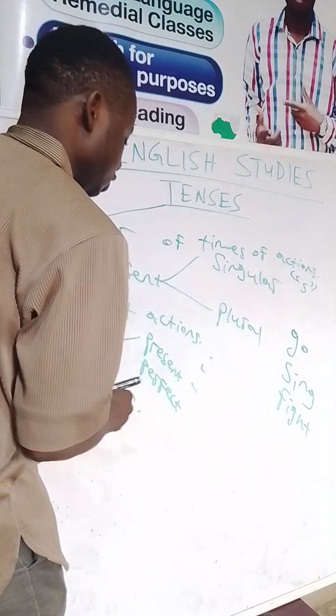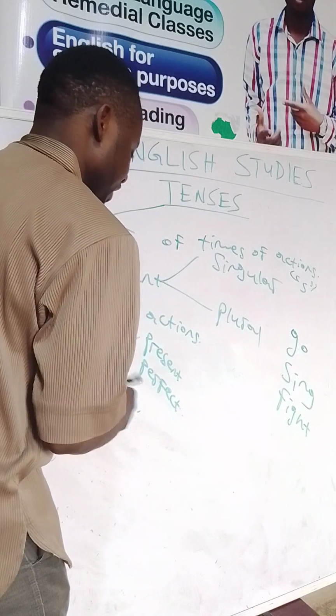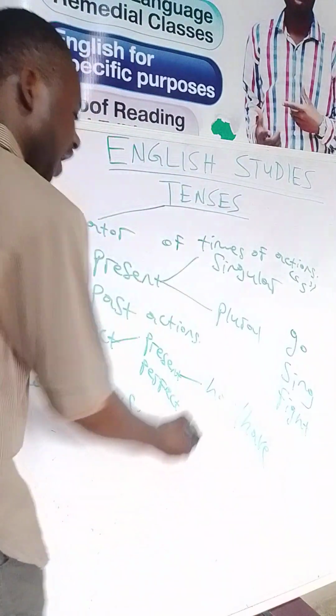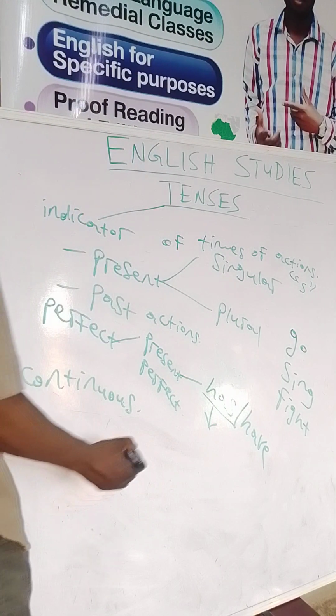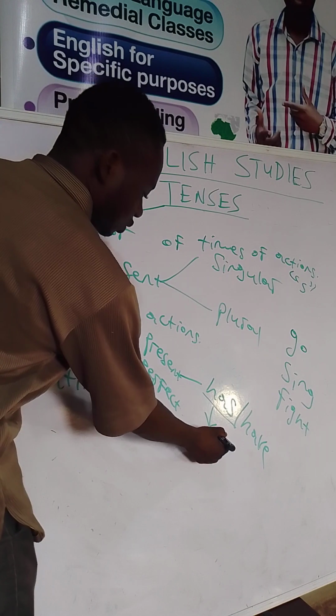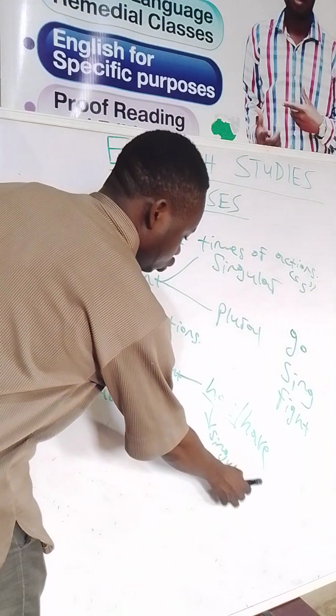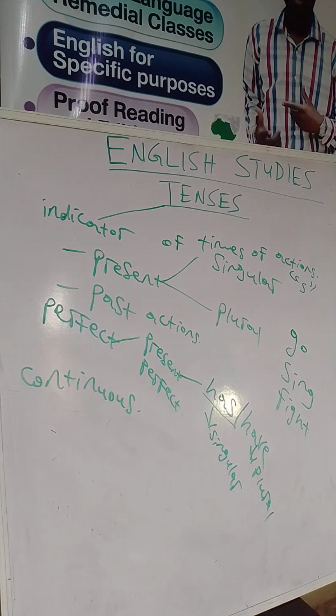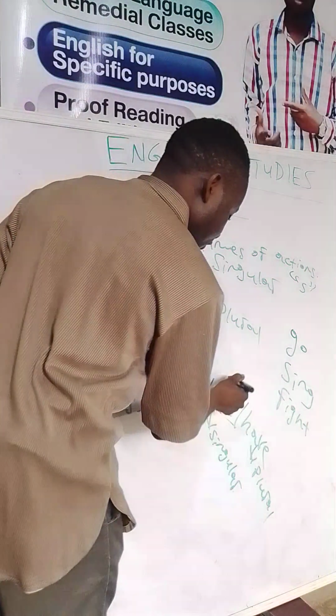The perfect tense can be the present perfect or the past perfect. When it is the present perfect, it is formed with the auxiliary verbs has and have. Has is singular. That's why you say he has done the work. He has given me the book. She has taken the book. Singular means one, while plural means two or more. Have is plural, while has is singular. So when it is the present perfect, you have the use of has and have as auxiliary verbs. Auxiliary verbs are helping verbs.